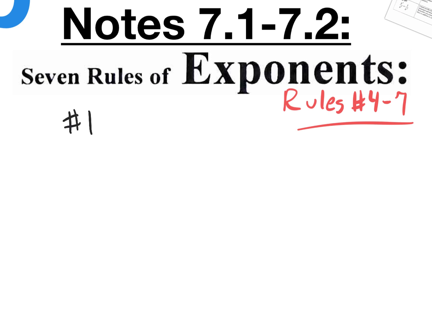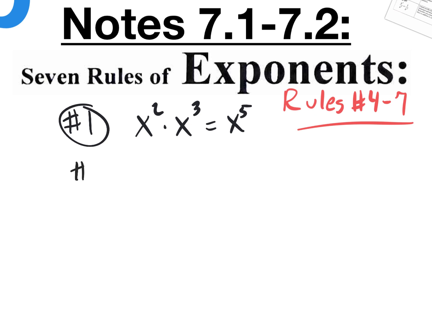Rule number one, that's when you had something to a certain power times something to a certain power, but you had the same base, right? When you have the same base and you're multiplying, what do you do with those exponents? You add them. So x to the second times x to the third, what is it? X to the fifth. You simply add them. That's right. Rule one is adding exponents when you're multiplying terms with the same base.